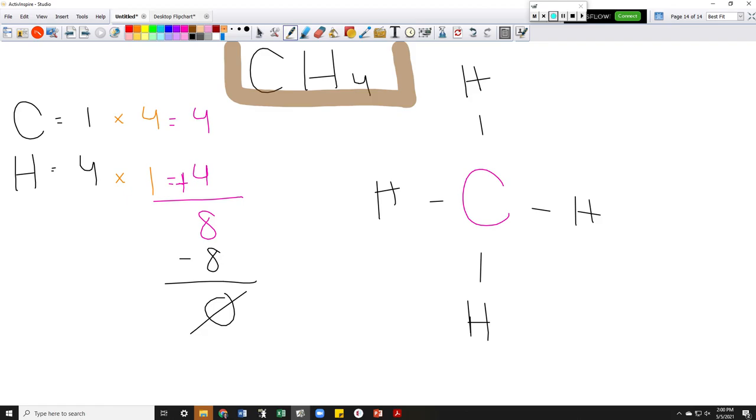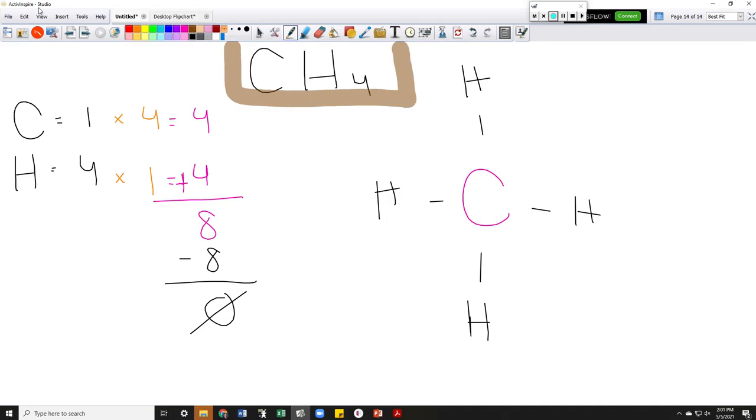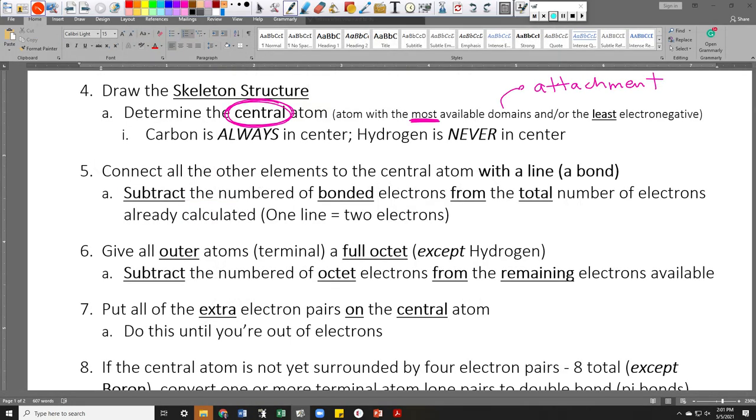Does that make sense? So let's keep reading just in case we don't have to do anything else. Step number 6. Give all outer atoms a full octet. Now, there's two questions to that. Do I have any electrons left? So I don't have any more to give. But why don't I need any more? Hydrogen only needs how many? Do they all have 2? So we're good. I don't even need to worry about that step. I can skip it. Step number 7.